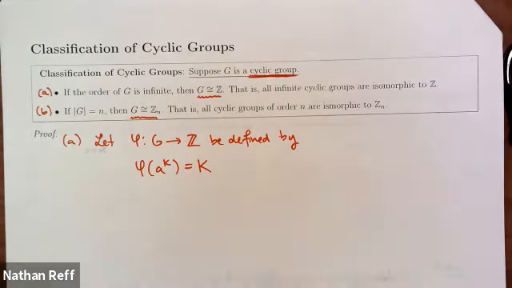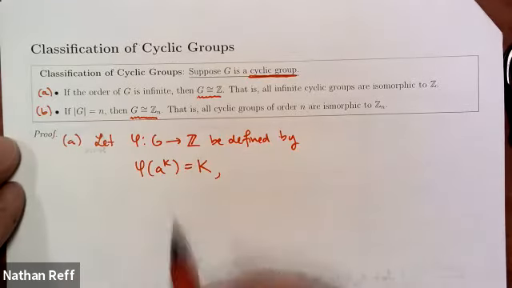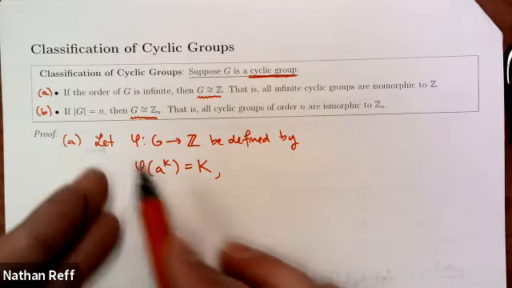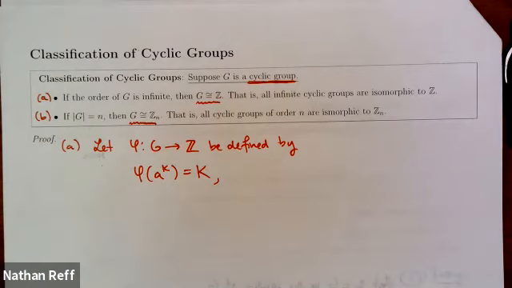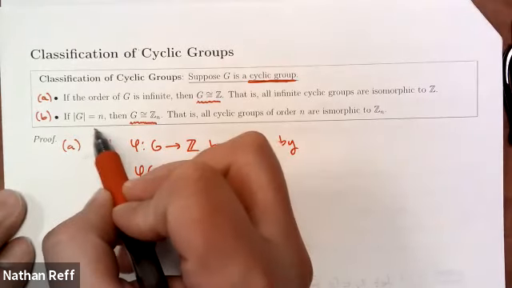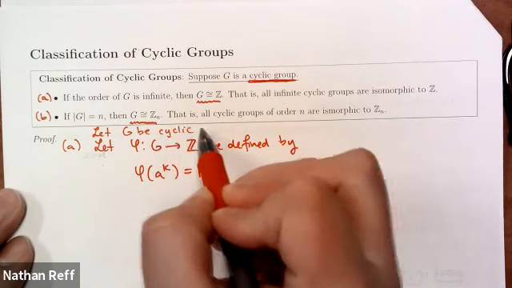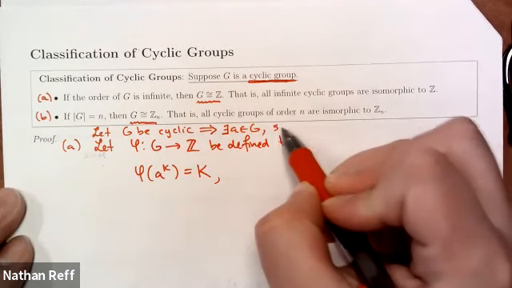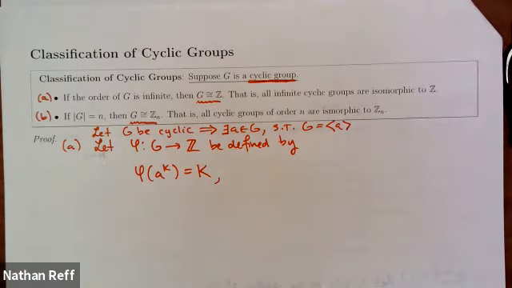So where did A come from? What are we assuming? We're assuming that the group is cyclic. If the group is cyclic, it has a generator, and that's the a that I'm talking about here. So let G be cyclic. That means there exists a little a in the group such that G is equal to the cyclic subgroup that a generates; it's the whole group.